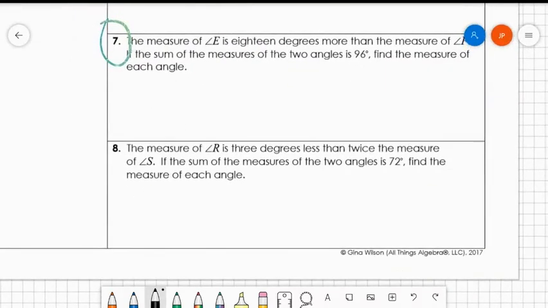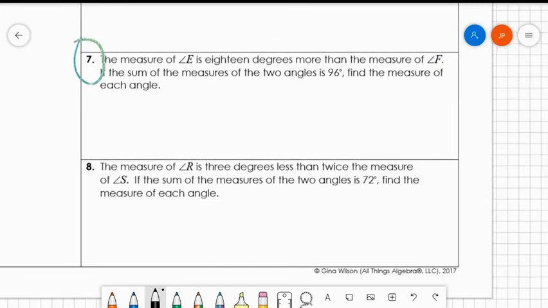Okay, the last type of problem that we are going to look at is one like number 7. So it says the measure of angle E is 18 degrees more than the measure of angle F. If the sum of the measures of the two angles is 96, find the measure of each angle.